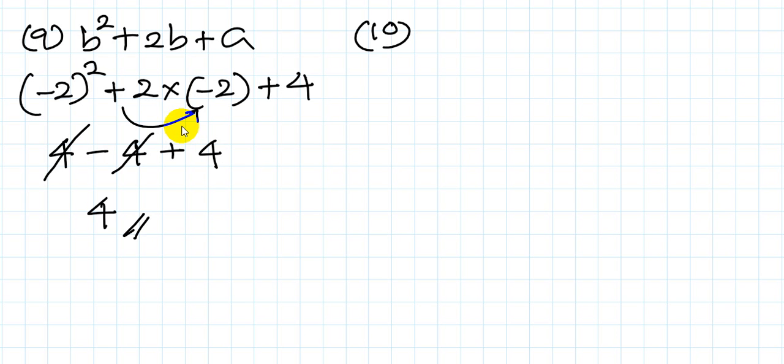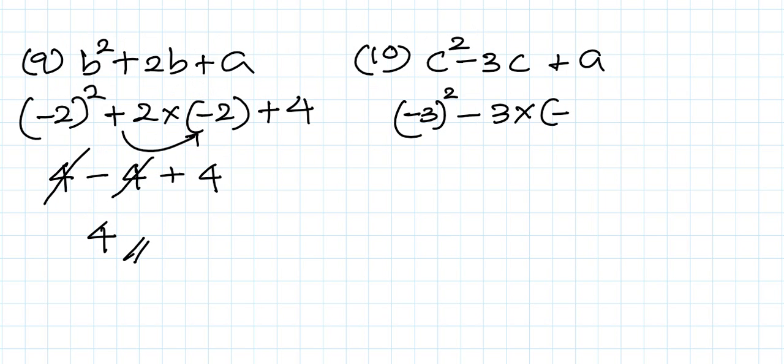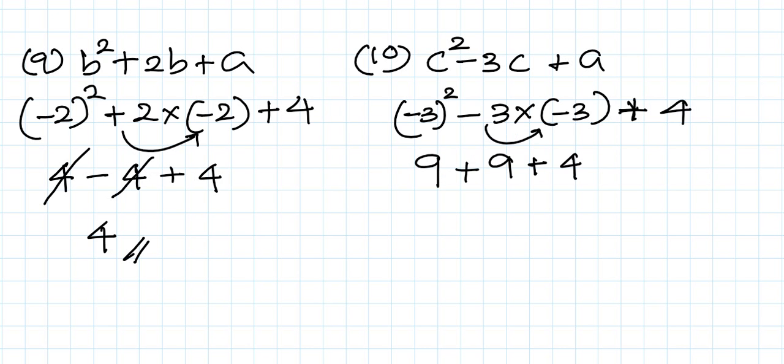Question number 10, that is c square minus 3c plus a. So again c is -3, substitute -3, so (-3) square, minus 3 times -3, plus a, which equals 4. So (-3) square is equal to 9, again minus into minus is plus, 3 multiplied by 3 is 9, and plus 4. So altogether 9 plus 9 is 18, 18 plus 4 equals 22.